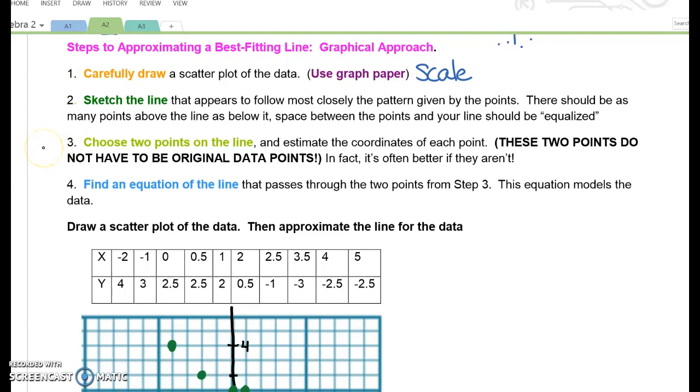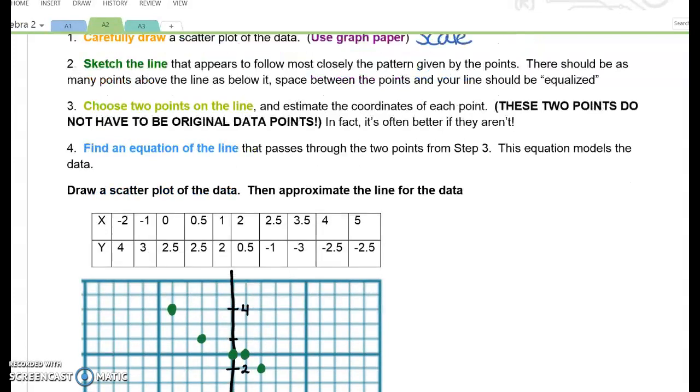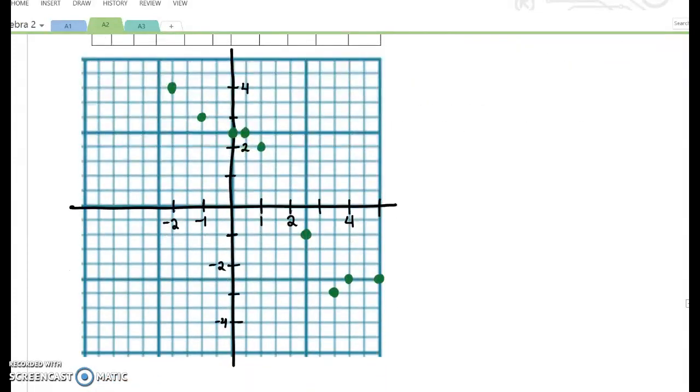Step 2, sketch the line that appears to follow most closely with the pattern given by the points. This is called the best fitting line, and this can take some practice. There should be about as many points above the line as below it, and you need to try to equalize the space between the points and your line. You really want to think about what kind of slope these points are showcasing and try to make a line that matches that. So in purple, I'm going to draw in a potential line, and I want you to tell me if this is a line of best fit or not.